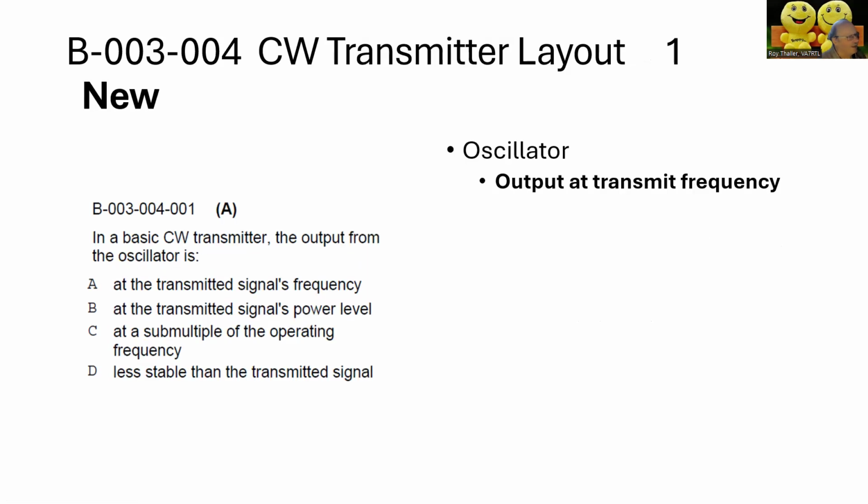So now we're getting into CW transmitter layout. Another new question. In a basic CW transmitter, the output from the oscillator, in this case, would be at the transmitted signal frequency. So A is the correct answer.